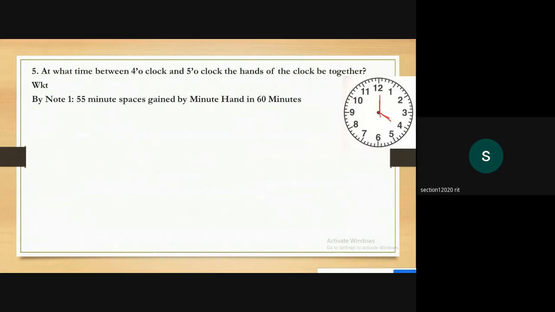Okay, so before solving I can tell you the answer. The answer would be between 4:20 and 4:25. The answer must come between these two. If it comes, then the answer you have found is correct.